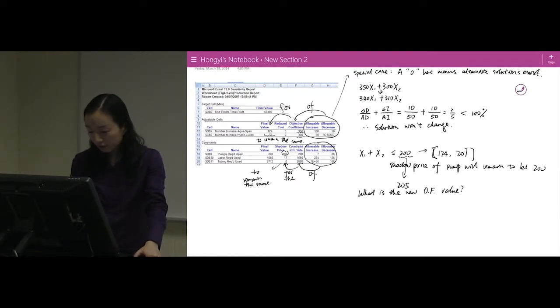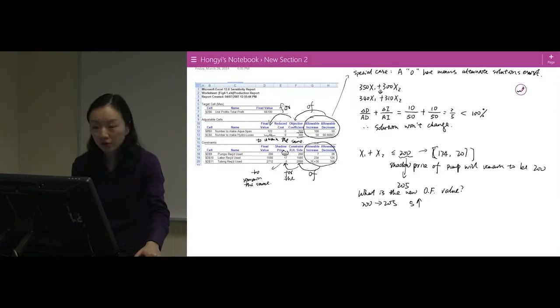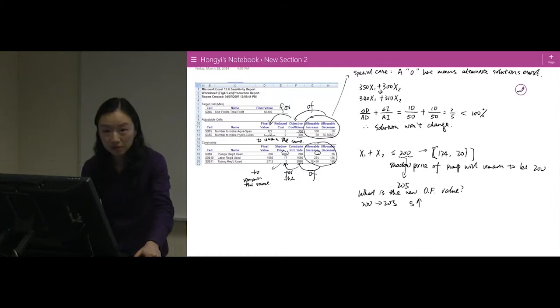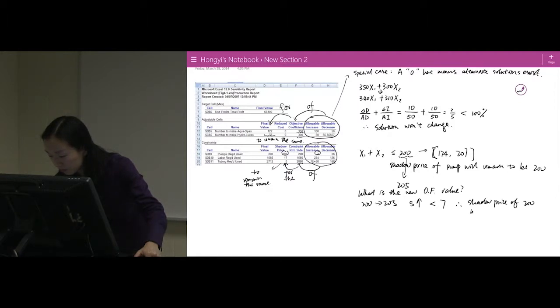What we know is that first we need to check whether this change is within the allowable increase. So from 200 to 205, that's 5 units of increase. And we find out the allowable increase is 7. So that means it is less than 7. Therefore, the shadow price of 200 remains the same.